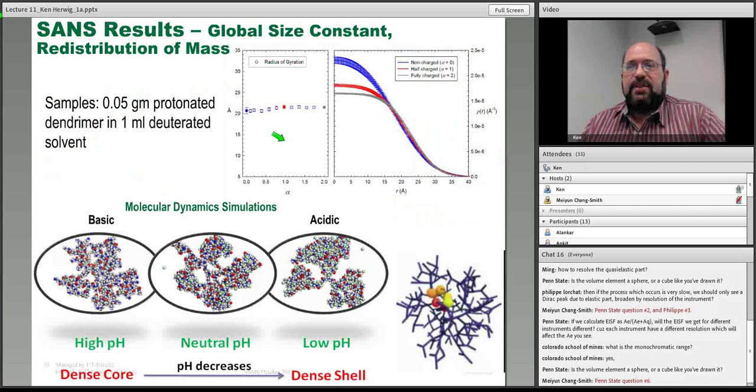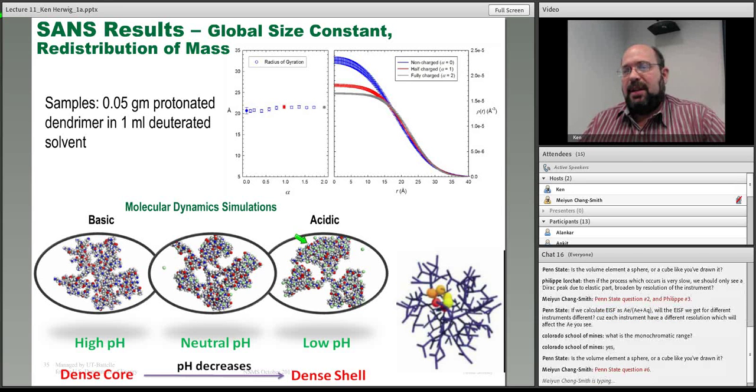We're going to look at this system now, about 50 milligrams of protonated dendrimer dissolved in 1 milliliter of deuterated solvent, primarily D2O. As you charge the arms of this dendrimer, you can change the conformations such that from high pH, basic conditions, through to low pH, you change the density distribution of mass in the system from a dense core, a compact core, all the way out to a dense shell, where you see the arms distributing out to the edge. This is what a small angle scattering experiment tended to indicate.